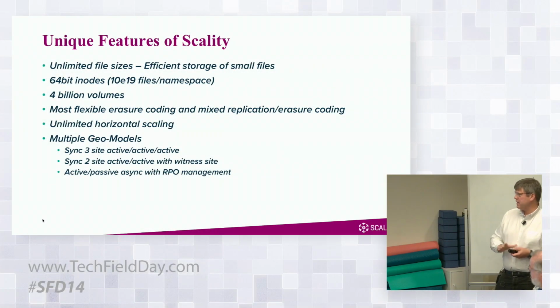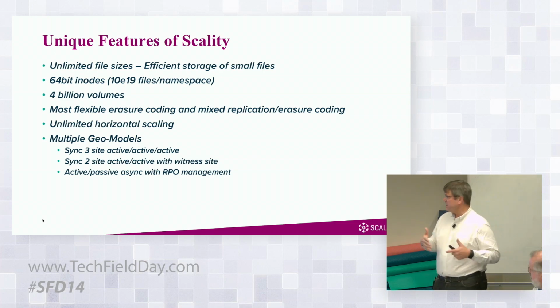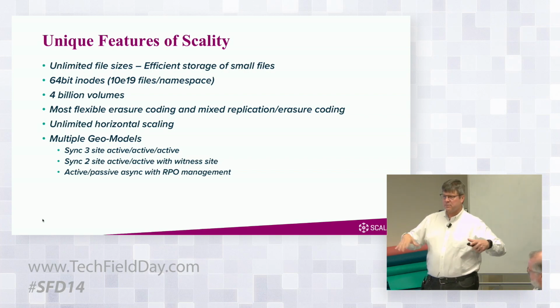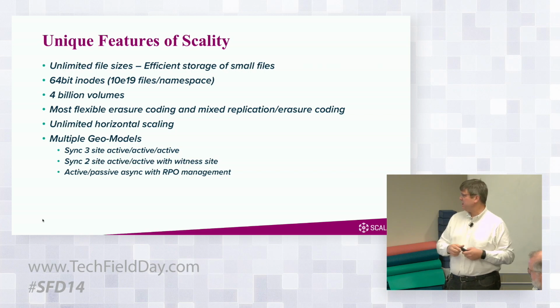We have a number of different geo models that I talk a little bit about. We have a very interesting model that's a synchronous 3-site active system that allows your system to be stretched across 3 sites. You can lose any one site with basically no significant impact. No impact on the availability of the system and no significant impact on the performance.